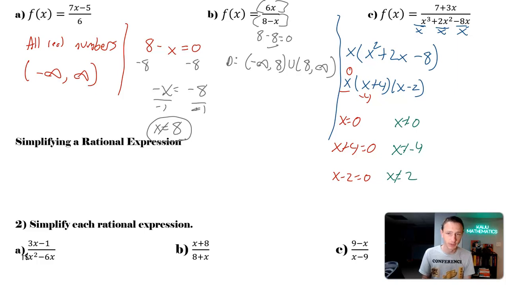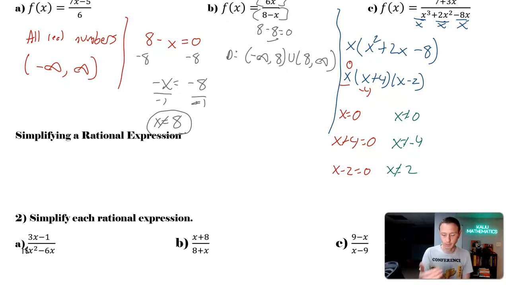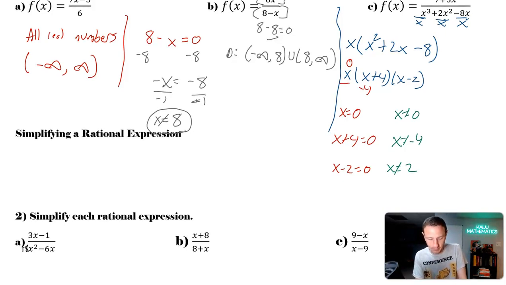Because if it equals any of those three values, we will get 0 in our denominator, which is undefined because we're dividing by 0. So we can write it out in interval notation if you want. Sometimes you can just write all reals except x not equal to 0, x not equal to -4, and so on. But I'll keep it consistent and write it in interval notation.